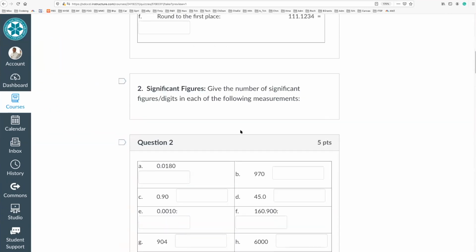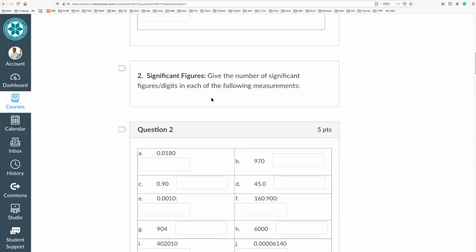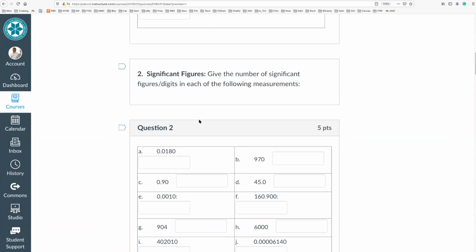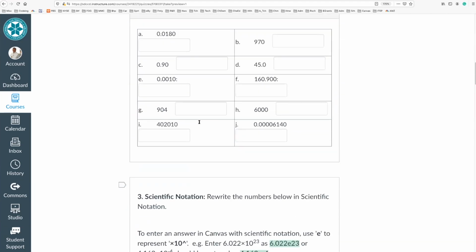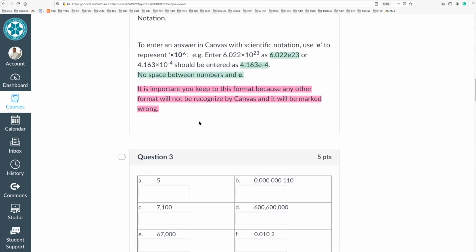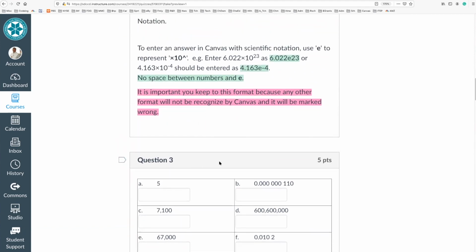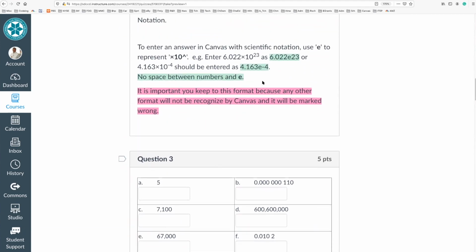Anyway, that's question 1. Question 2 is significant figures. How many significant figures do these things contain? The next one is, I believe you're going to be writing these things in exponential notation. It's important that you pay attention to the directions, because rather than typing in times 10 and then the exponent superscript, you're just typing in E and then the exponent 23.